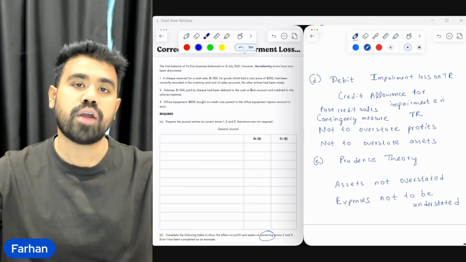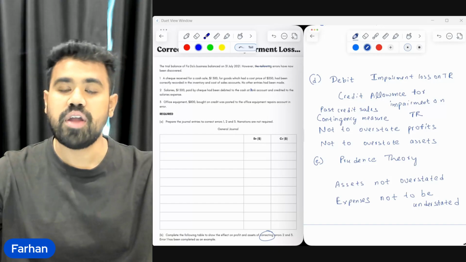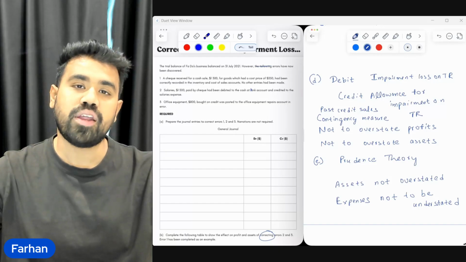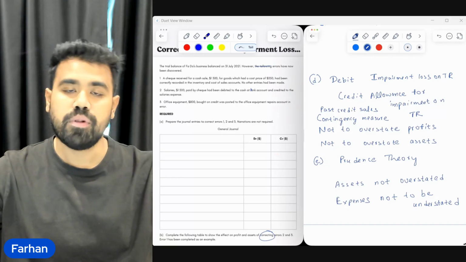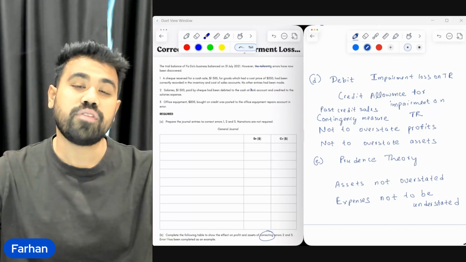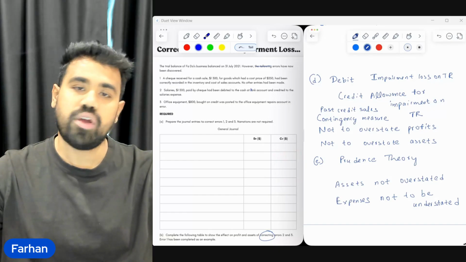Today we have got a practice question which requires you to prepare the journal entries and correct the errors and also identify the relevant amount that we need to write off for irrecoverable debts. Lastly, we'll discuss an accounting theory which requires us to do the allowance for impairment on trade receivables.